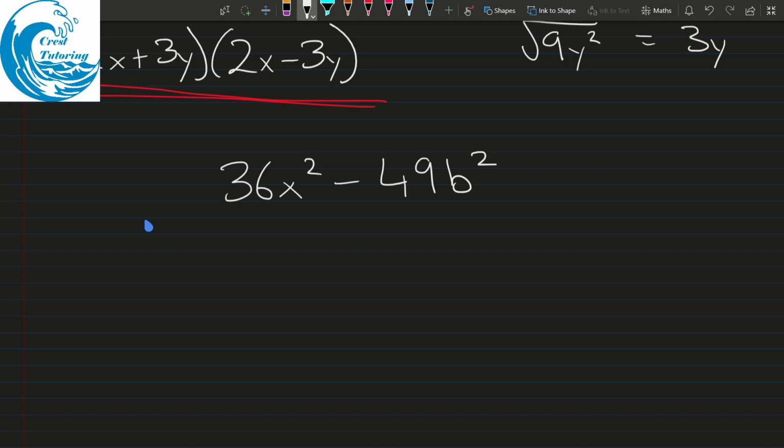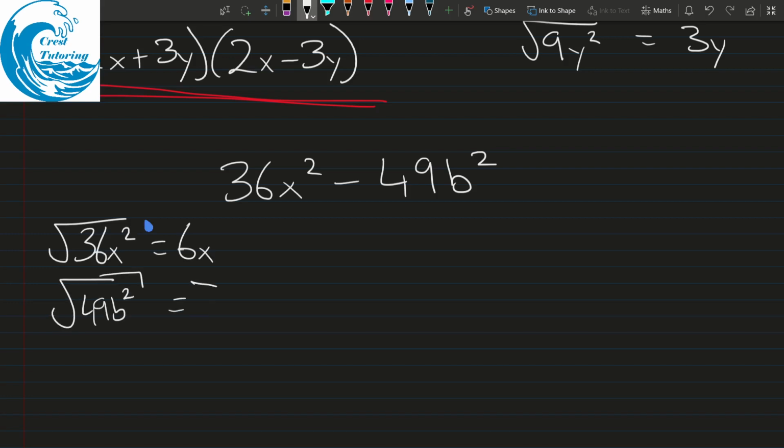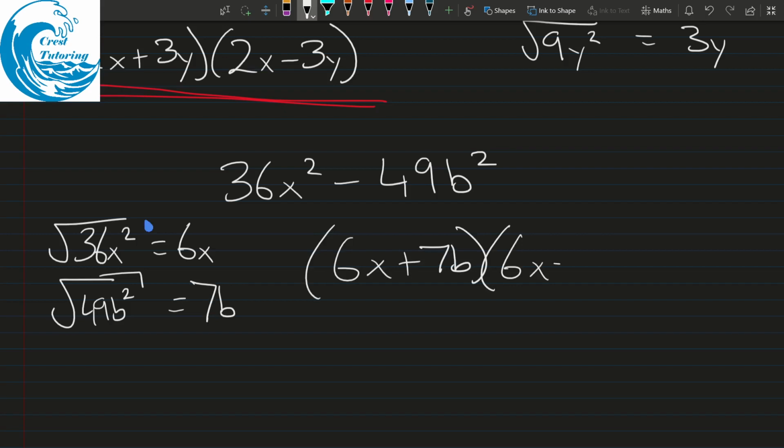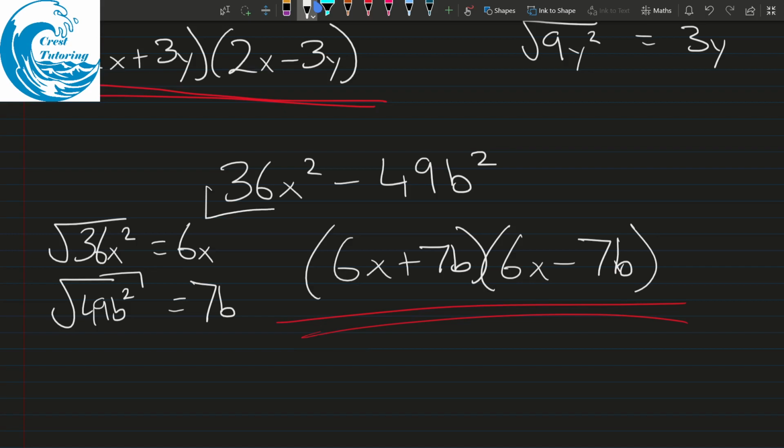Okay, so for this one, the way that you answer it is, hopefully you got the square root of 36x squared, 6x, square root of 49b squared, 7b, and then you did 6x plus 7b times 6x minus 7b. Okay, so then that's your answer. And if you're ever unsure if you have the right answer, you can multiply out the two brackets and it should bring you back to this.